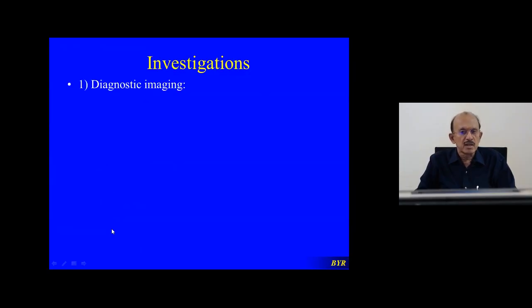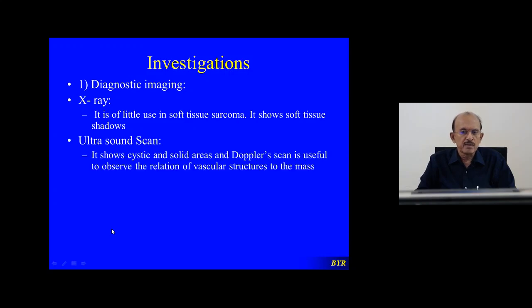Investigations: diagnostic imaging. X-ray is of little use in soft tissue sarcomas. It shows only soft tissue shadows. Ultrasound scan shows cystic and solid areas, and Doppler scanning is useful to observe the relation of the vascular structures to the mass.